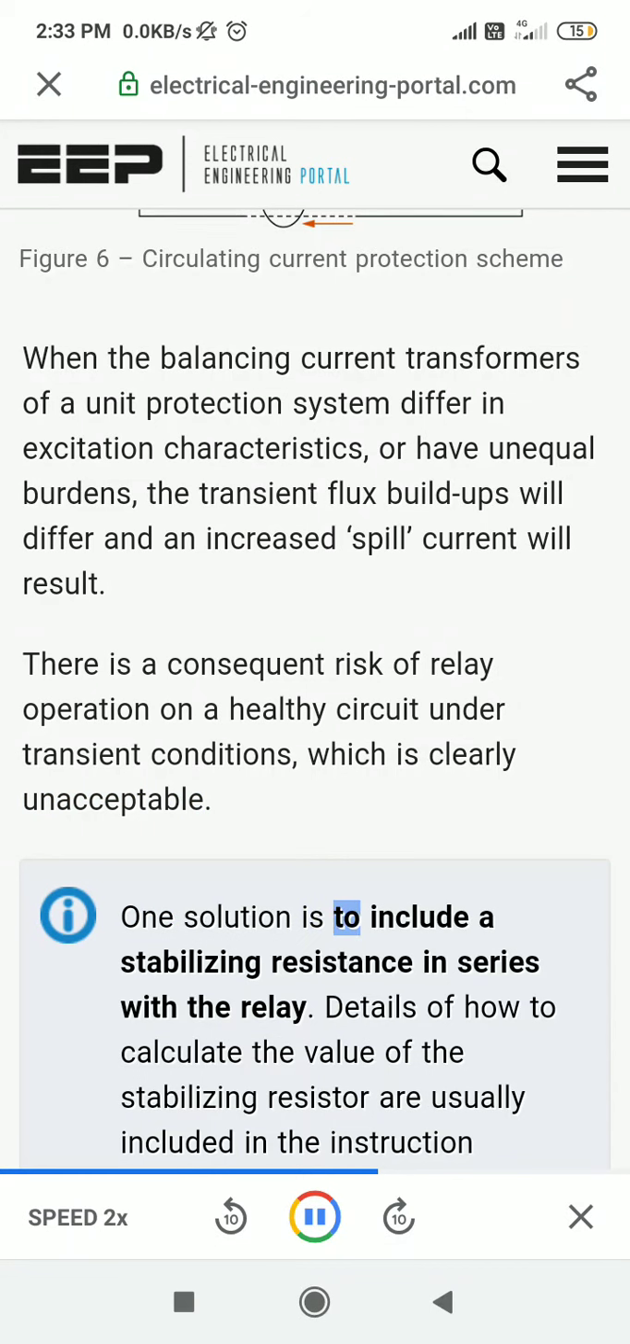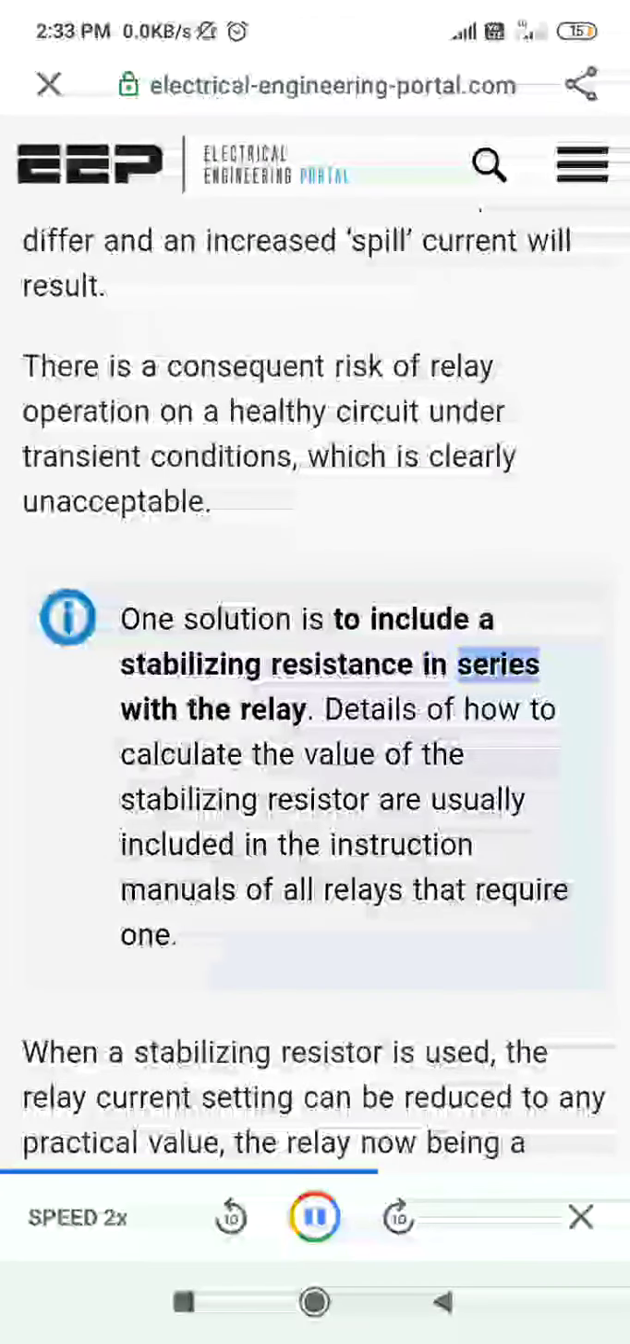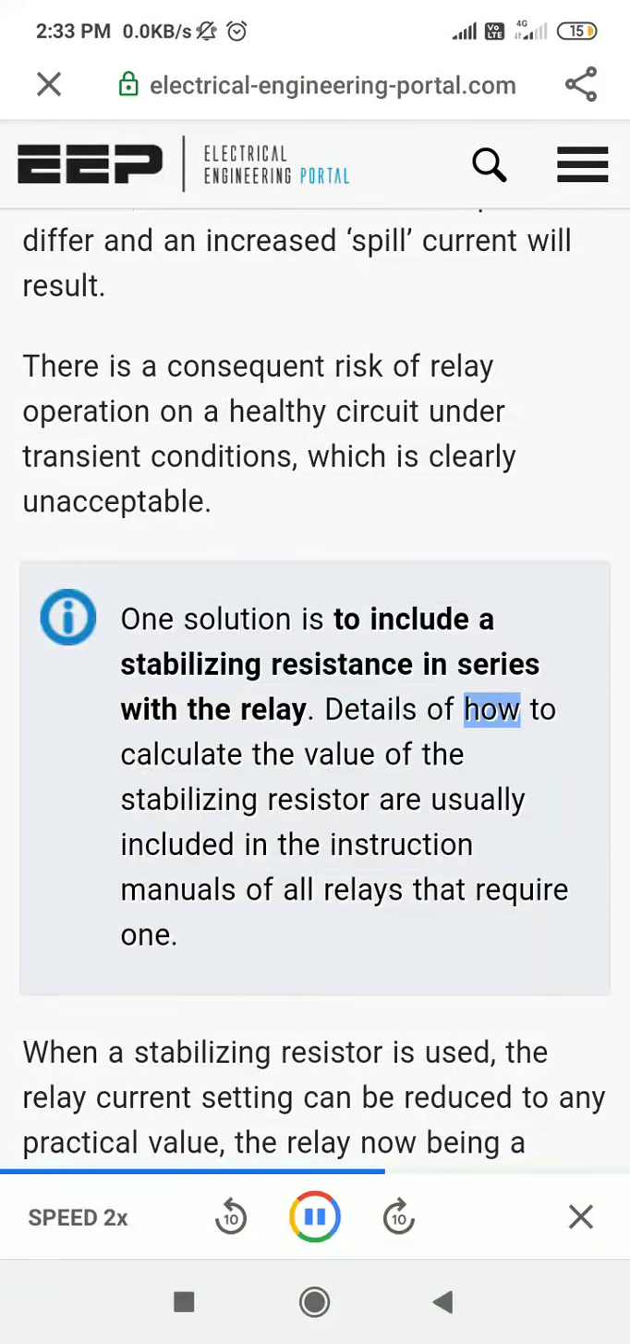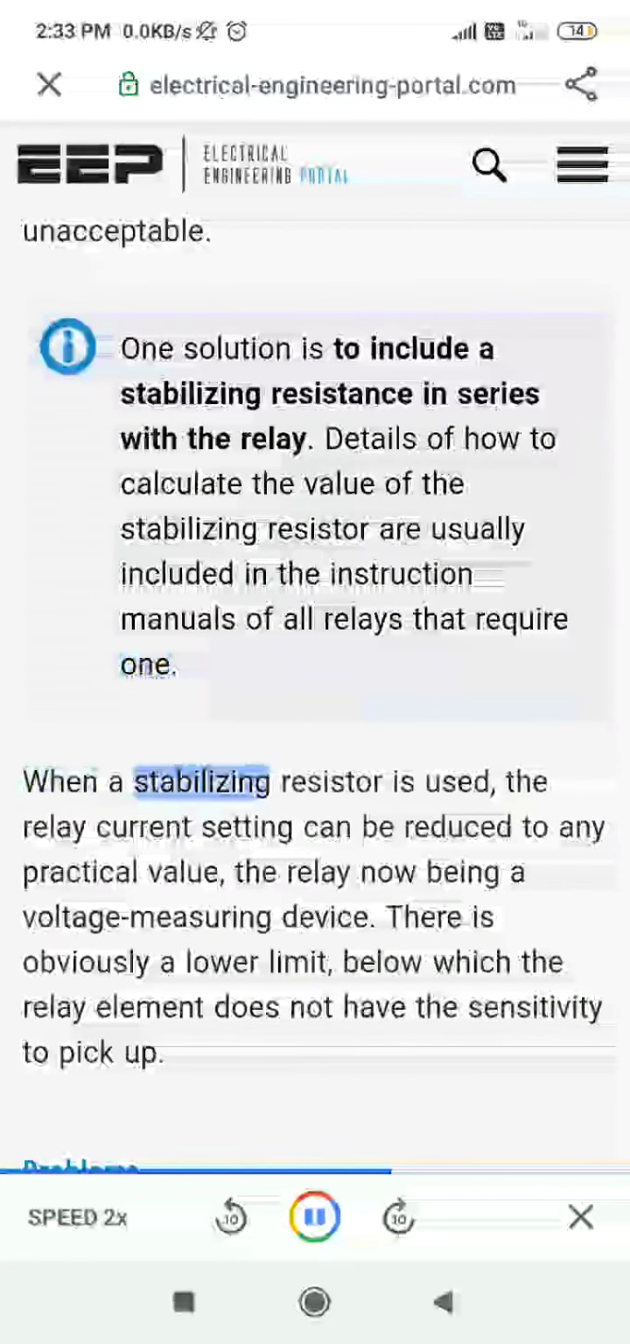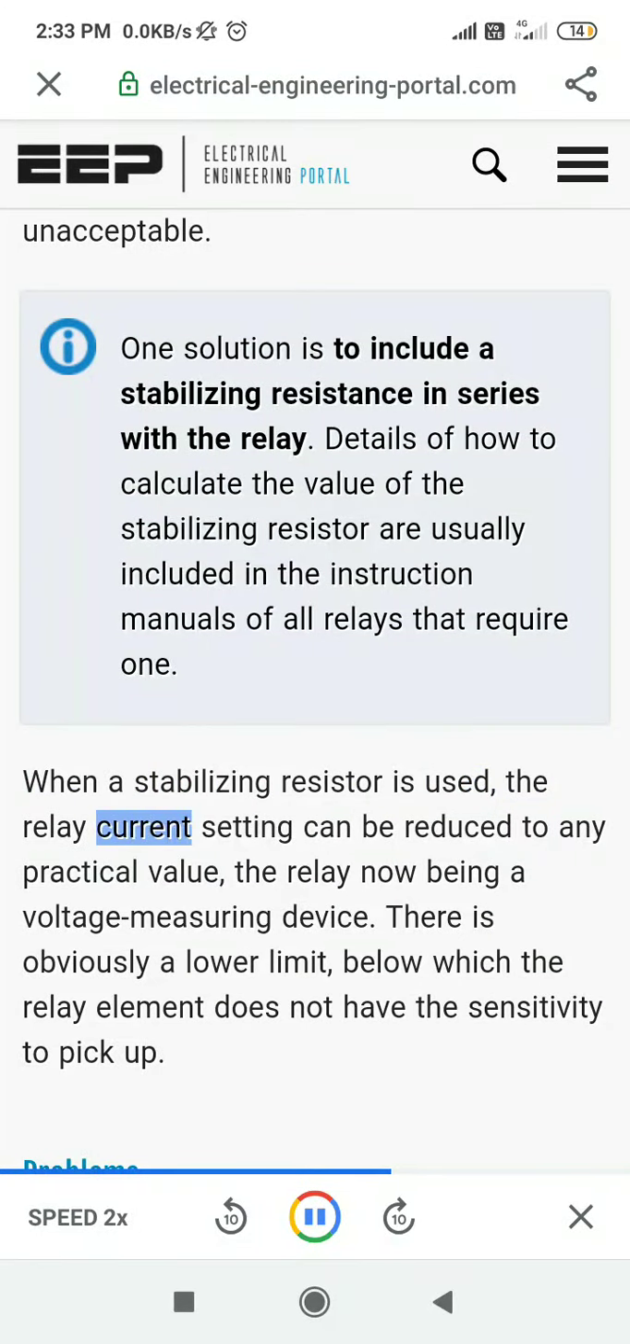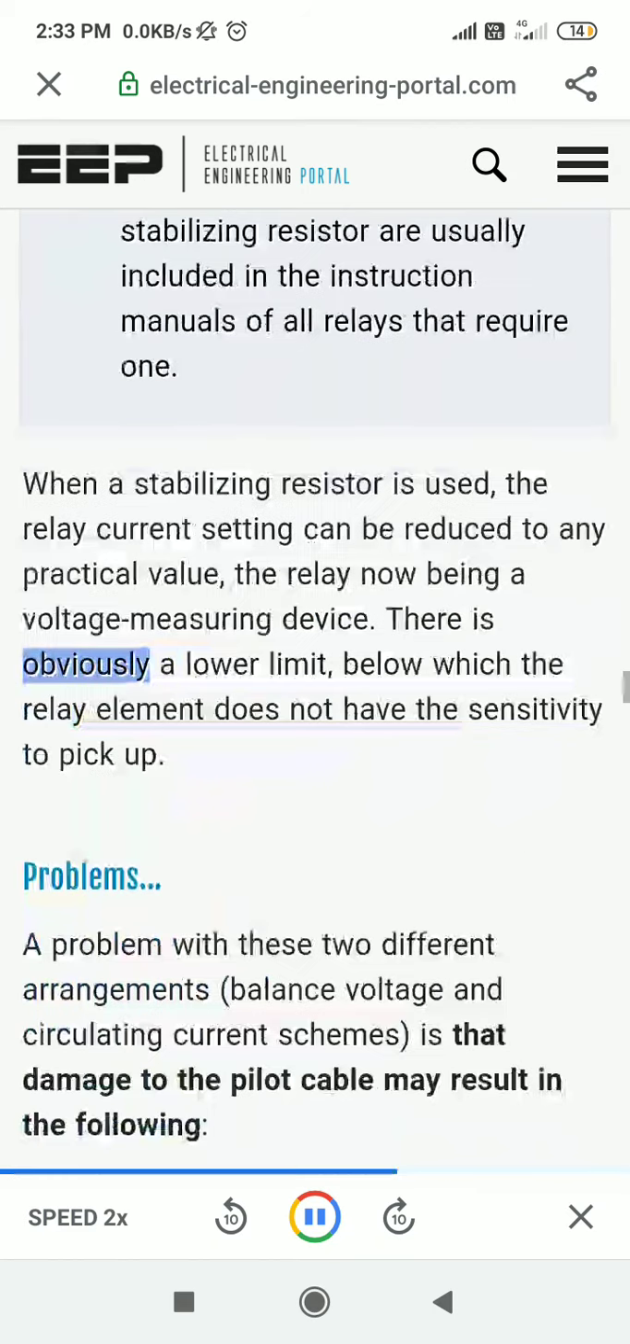There is a consequent risk of relay operation on a healthy circuit under transient conditions, which is clearly unacceptable. One solution is to include a stabilizing resistance in series with the relay. Details of how to calculate the value of the stabilizing resistor are usually included in the instruction manuals of all relays that require one. When a stabilizing resistor is used, the relay current setting can be reduced to any practical value, the relay now being a voltage measuring device. There is obviously a lower limit, below which the relay element does not have the sensitivity to pick up.